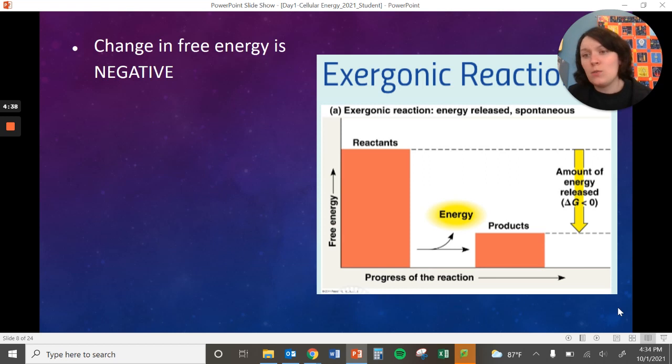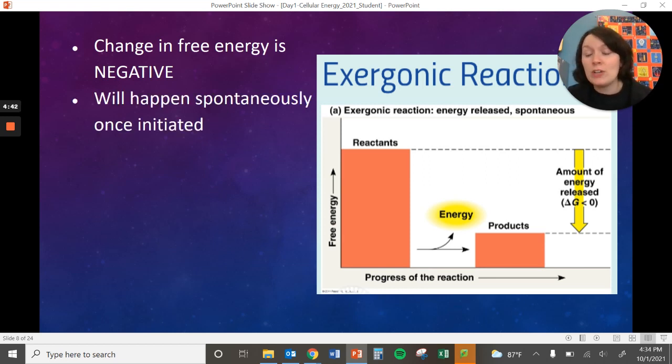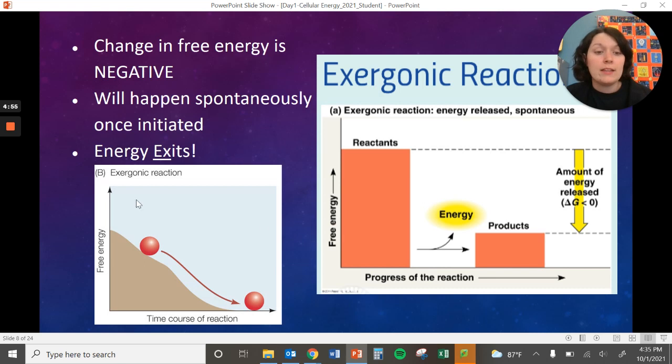And usually we think negative, we don't want negative, but in this case we do. That negative means that this reaction will happen spontaneously, which we want to happen. We want reactions happening spontaneously in our cells. Otherwise, they would not be occurring at all. Okay, so here energy is going to be exiting. That's why it's called exergonic. So you can think about it going down. Similar to our concentration gradients, we're going from high energy to low energy, it will happen naturally. It will happen on its own spontaneously.